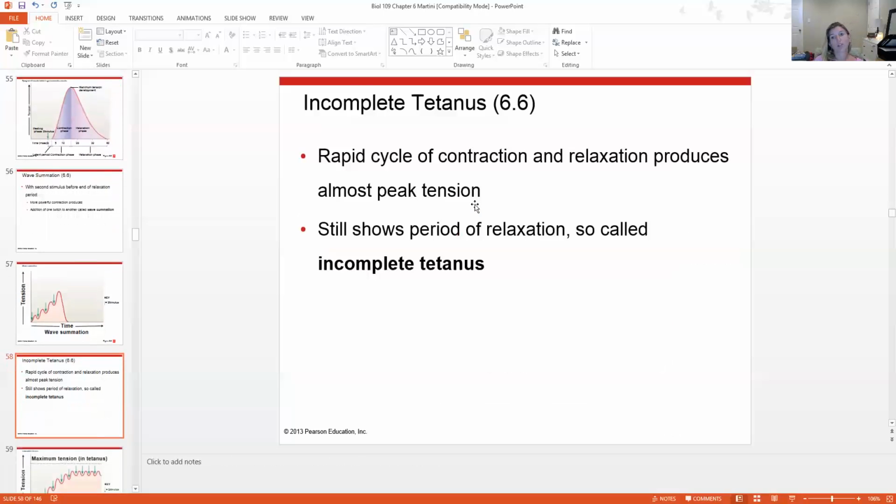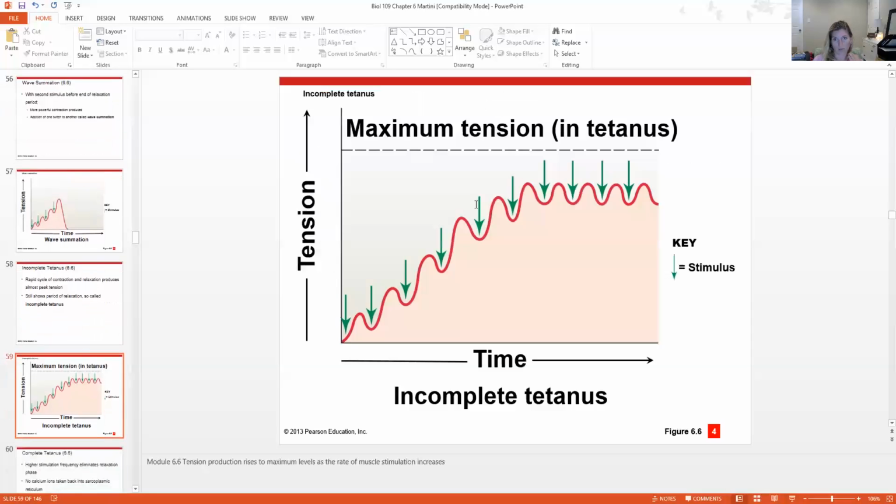There's also something called incomplete tetanus. Incomplete tetanus is a cycle of contraction and relaxation producing almost peak tension. Almost peak tension. So again, contract, relax, contract, relax, contract. It's kind of like wave summation, but you get to a peak that's not at maximum tension.